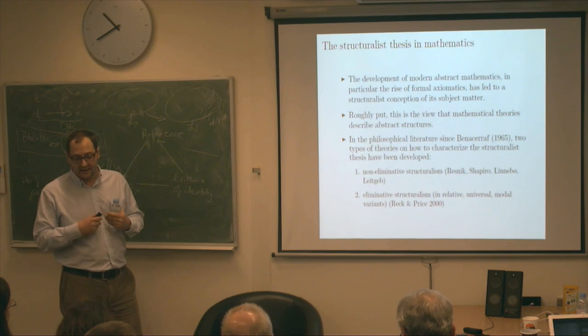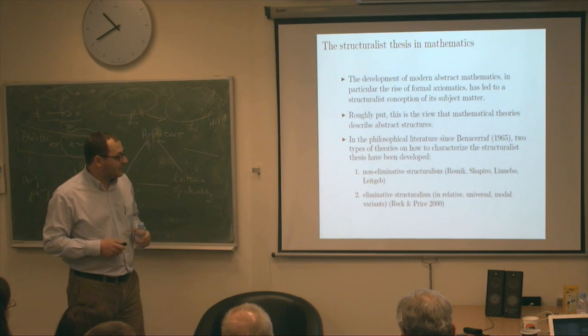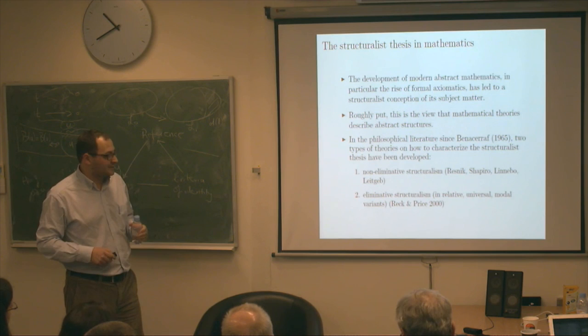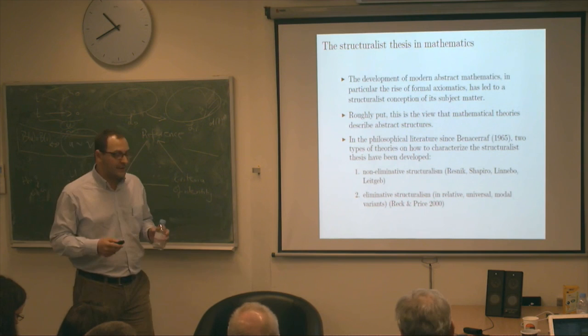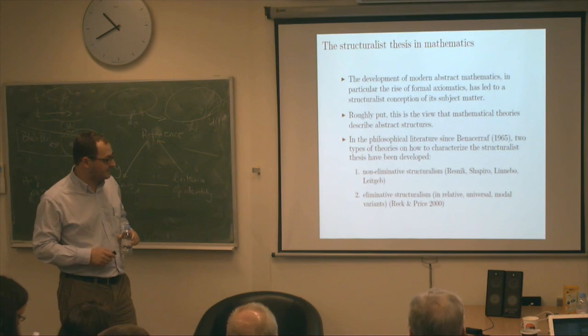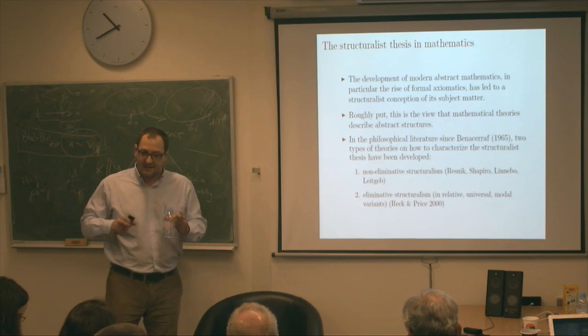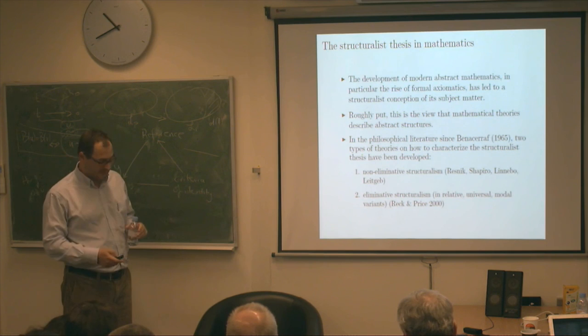This consists of theories that are non-realist or nominalist about abstract structures, and this comes in different versions. There's one position that has been labeled relative structuralism, then there are universal set theoretic versions, and then there is Hellman's modal version of eliminative structuralism. And there is a paper by Erich Reck and Richard Price that gives a really nice overview and classification of the different positions.